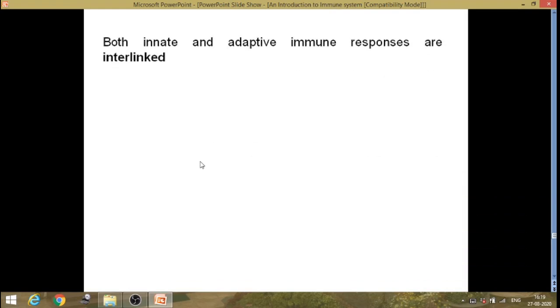Now both innate and adaptive immune responses are interlinked together. Whenever a pathogen enters our body after reaching the natural barriers, a huge immune response is generated against the pathogen, and it is complete. It comprises innate as well as adaptive immune responses. They are interlinked and dependent on each other. These two responses do not happen independently.